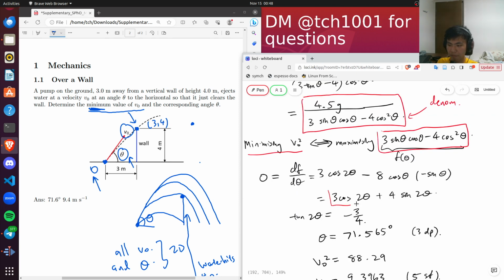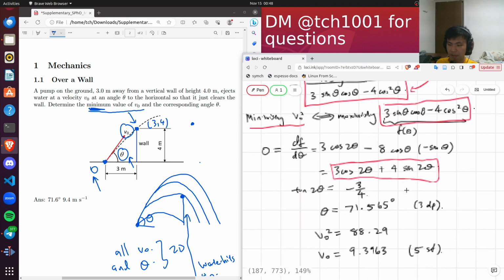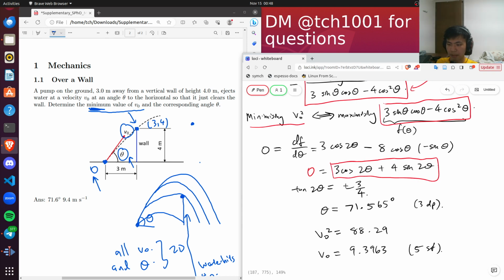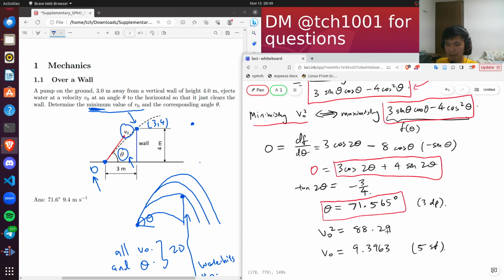To maximize this function, we can just take the derivative and we get the following. What's nice about this method is that we set this to equal 0, and that gives us an exact value for tangent theta. If I plug it into the calculator, I get this value. The question actually rounds off the values, but you can do it in exact form. Anyway, I get this, and so this is the angle theta.